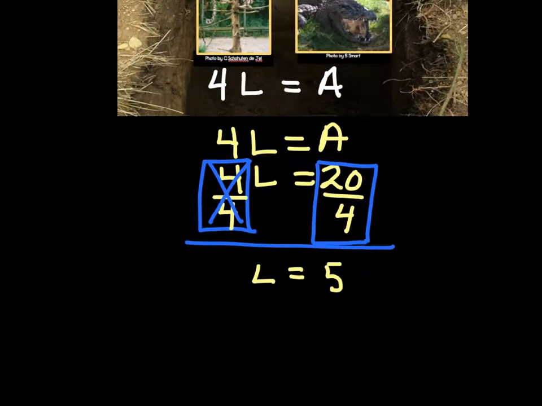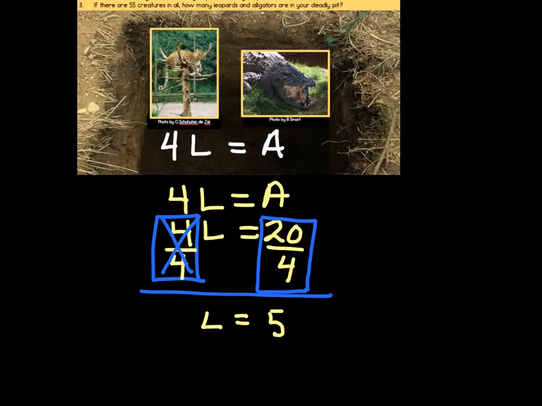So if you look back up here, if you've got 20 alligators, that means you're going to have 5 of the leopards, right? So L, I got L all alone representing the leopards. And that equals 5. So 5 leopards and 20 alligators.